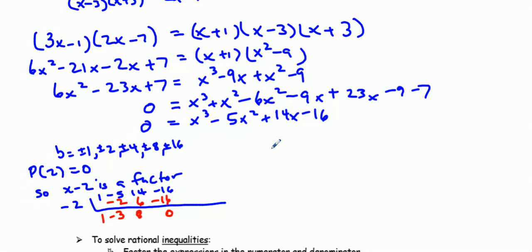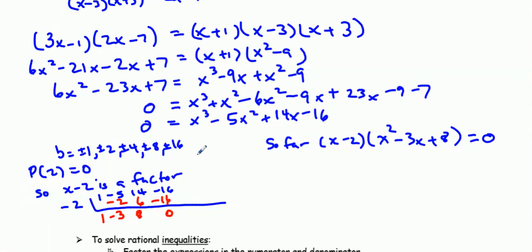So now we've got, so far, x minus 2 times, from here, x squared minus 3x plus 8 is equal to 0. Now remember, our job was to solve this. So as soon as we can solve it, we're done. So we know that one of our solutions is x equals 2.